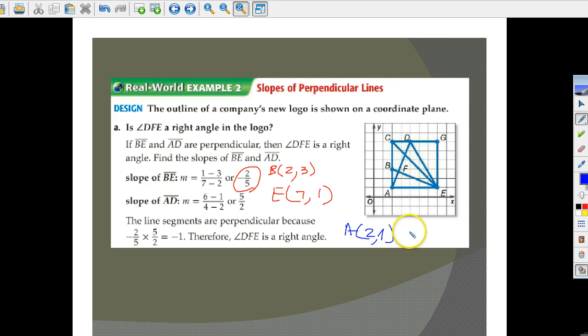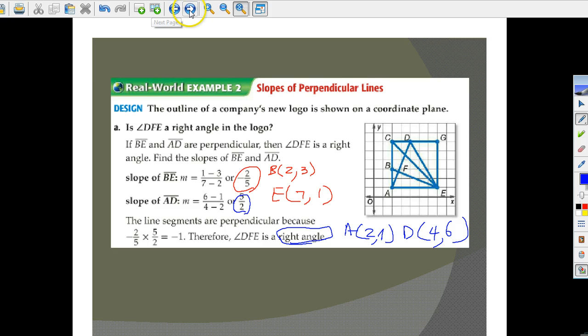And then D has coordinates of x is 4 and your y is 6. So with these points, you're going to do y2 minus y1 over x2 minus x1. So 6 minus 1 on the top, 4 minus 2 on the bottom, and you get 5 over 2. Now negative 2 over 5 and 5 over 2, do they have a relationship? Yeah, they're opposite reciprocals. You notice the sign is changed and they're upside down. So therefore it is a right angle.